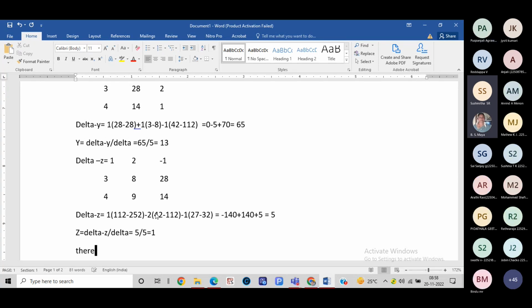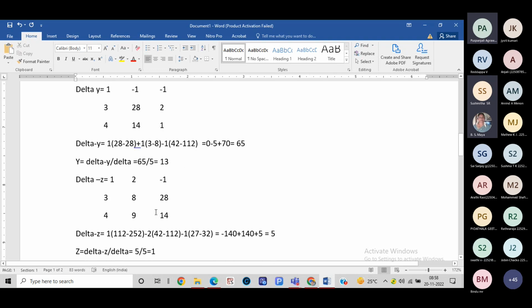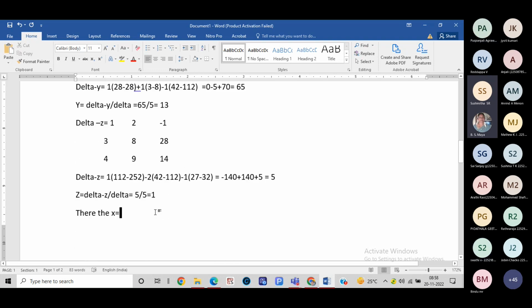Therefore, the x value is equal to what? How much did you get for x? X value is equal to minus 26. Y value is equal to 13. And z value is equal to 1. Don't forget to write this line.